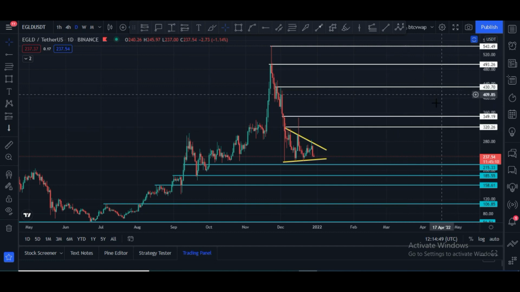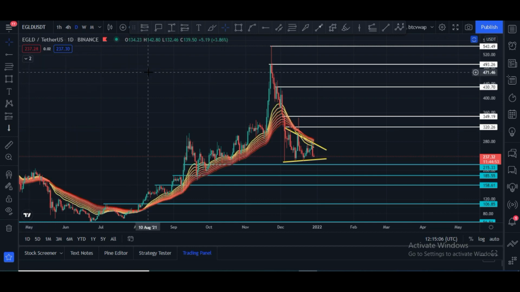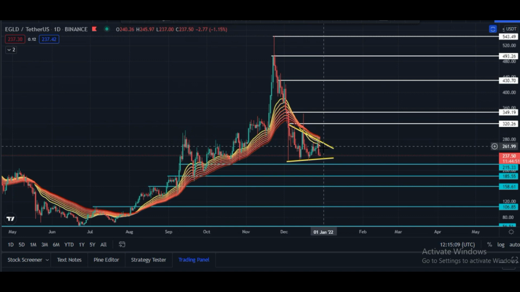These white lines are horizontal resistance zones, as well as our next targets. And these blue lines are support zones. Price can go down to hit these zones. Let me show you some indicators. First of all, the EMA ribbon. When candles break this EMA ribbon towards the downside, that is a bearish sign.